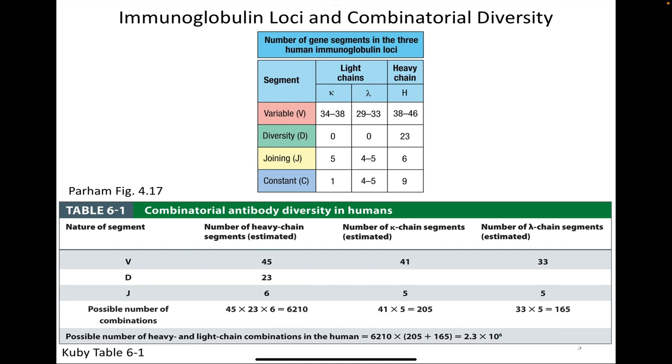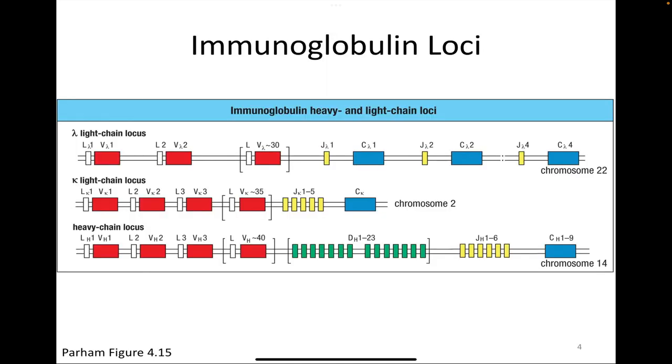So we saw this nice benefit. This is also showing you those same loci. This is your textbook's version of the drawing that I have made on the board. You can see that the heavy chain is on chromosome 14. You can see that the light chain is on chromosome 22. Light chain lambda, light chain kappa is on chromosome 2. You can see all of those V's, D's, and J's lined up here.